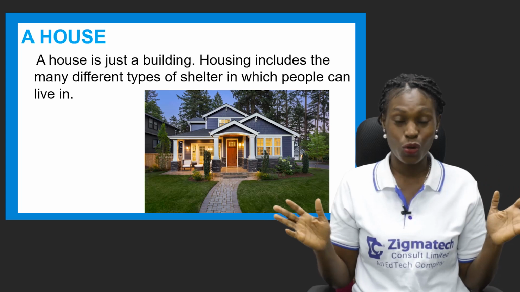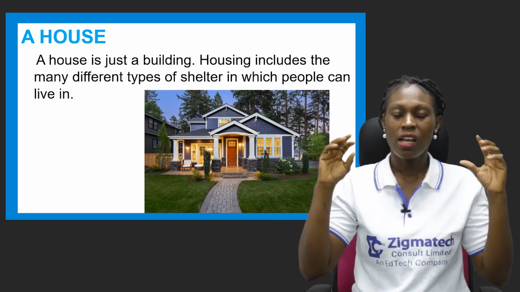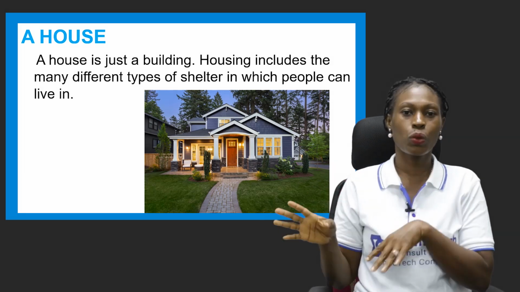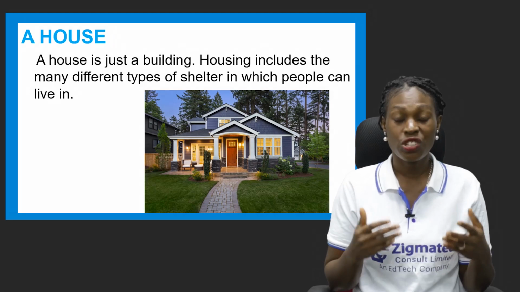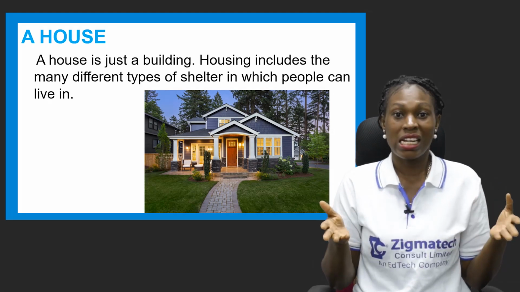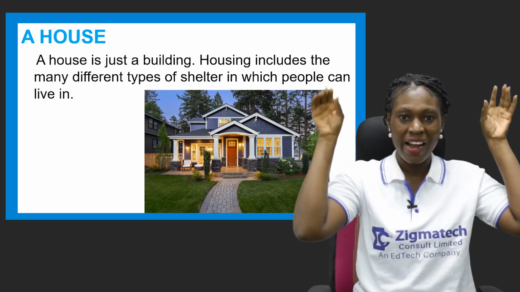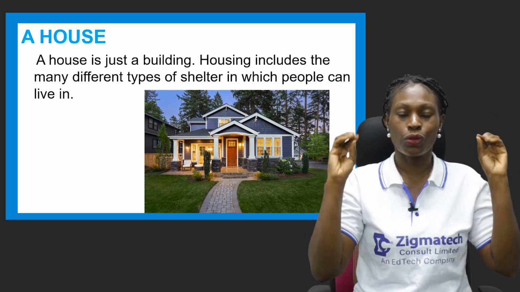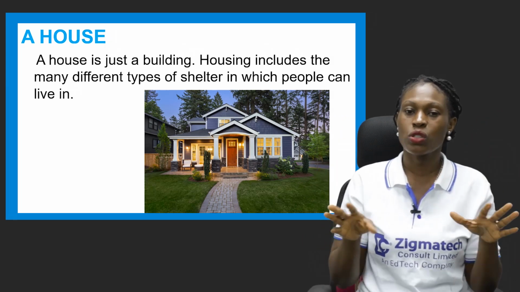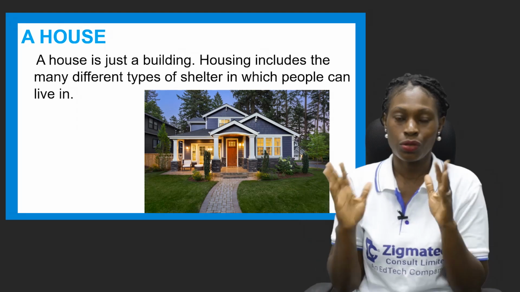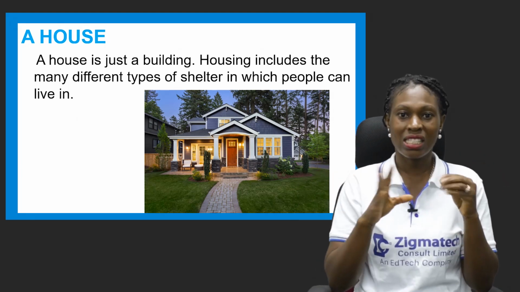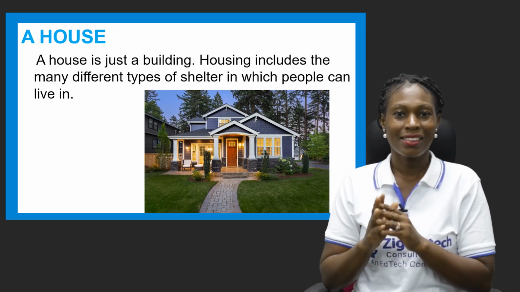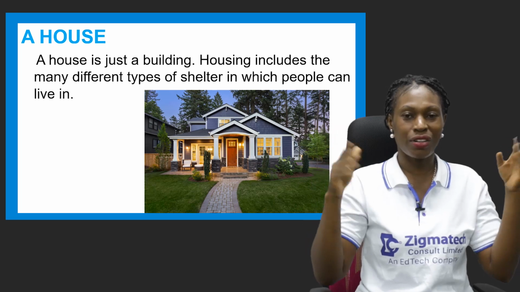Beautiful. Now, let's look at what a house is. A house is just a building. So when you hear the word house, it's just what? The building. Now, it includes the different types of shelters we have around, where people can actually live in and find something to cover them from the harsh weather, the sun, the rain, and all of these other things that are not so good when you're just staying in the open. So that's what the house is. It's just a building. It's just where people live. So when you live in a house that has a covering, that's just a house.